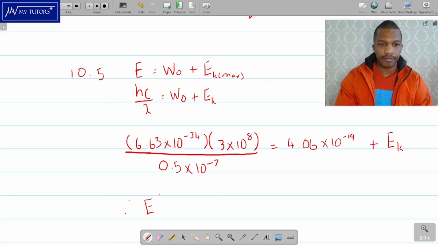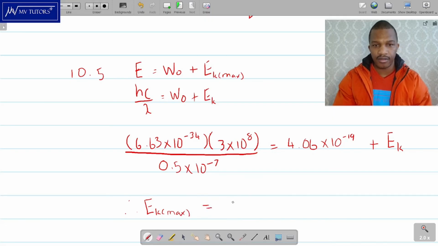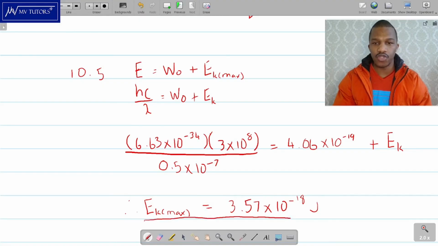Okay, so then we can say, therefore, our maximum, now I have to put the max because it's at the end, it's the answer we're writing now. It was 3.57 times 10 to the power minus 18, and the unit is joules. This is our final answer.